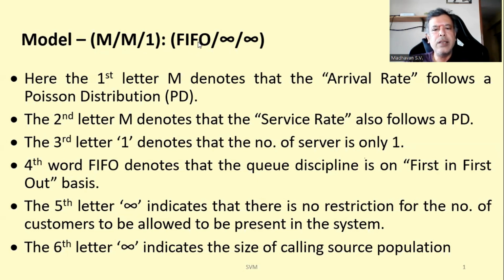FIFO denotes that the service discipline, or the queue discipline, is first in, first out, or first come, first serve, or you can also say general discipline. The next symbol, infinity, indicates that there is no restriction on the number of customers allowed to be present in the system. The last infinity denotes that the size of the calling source population is infinite. Let us move on.